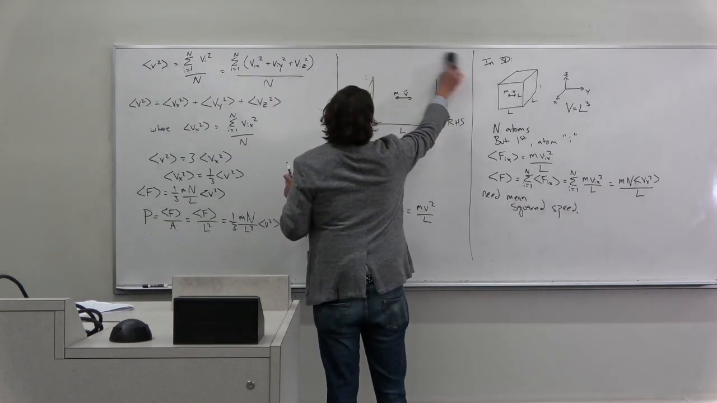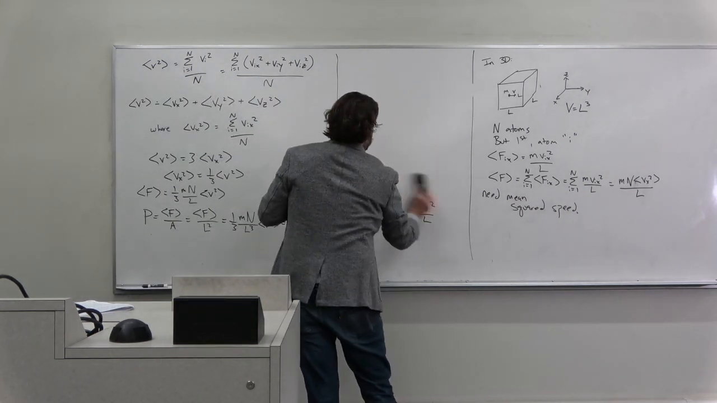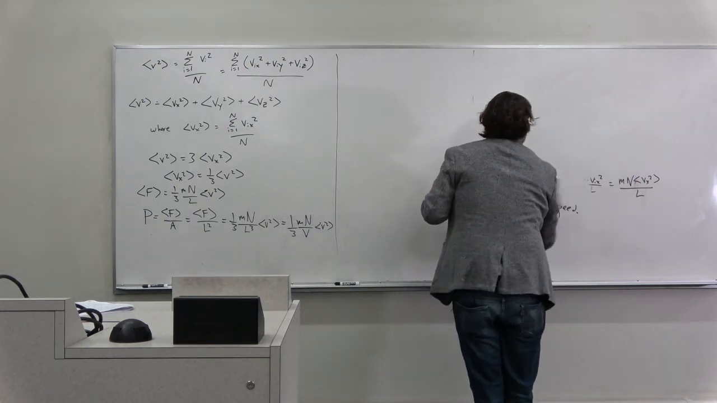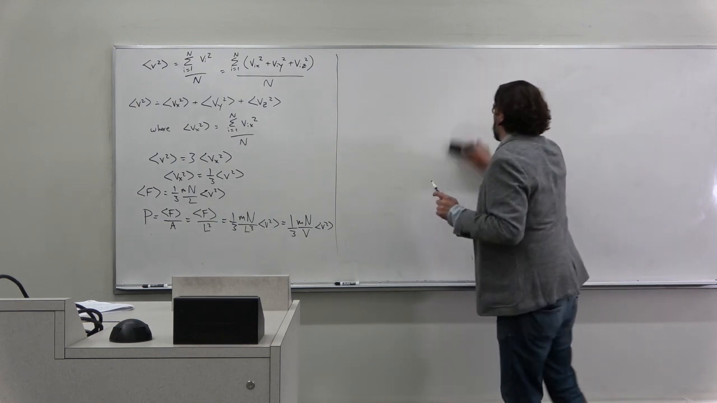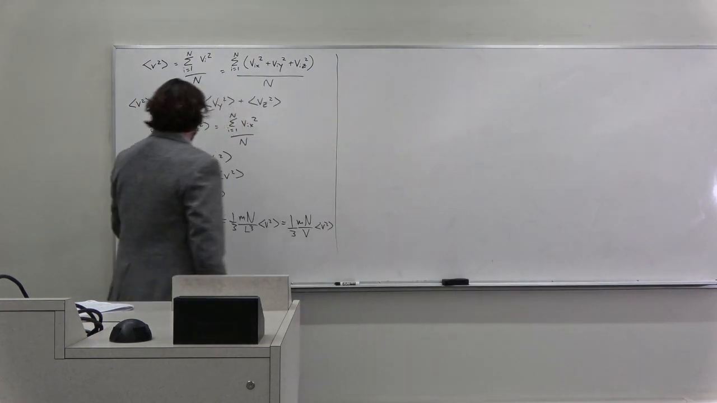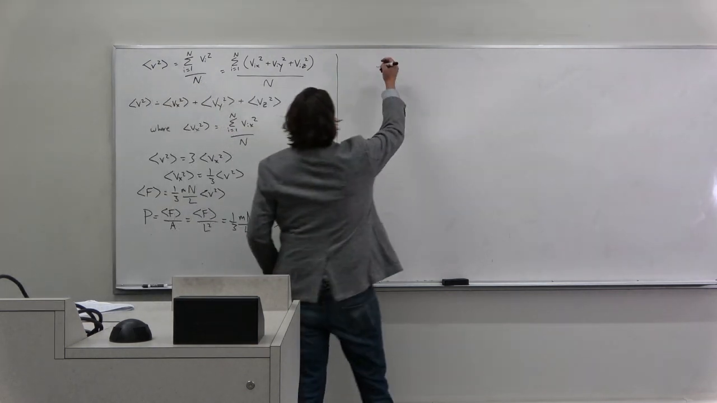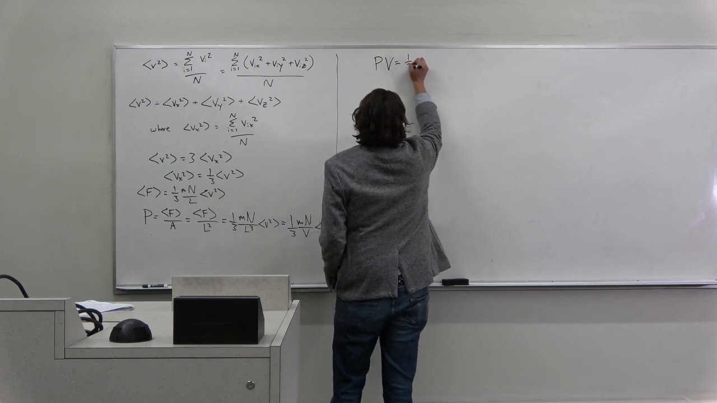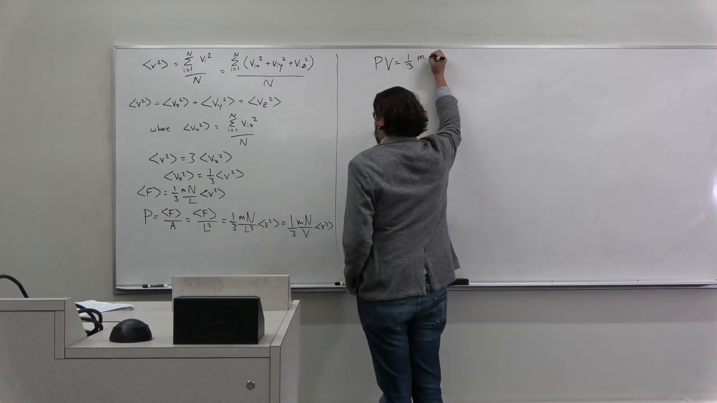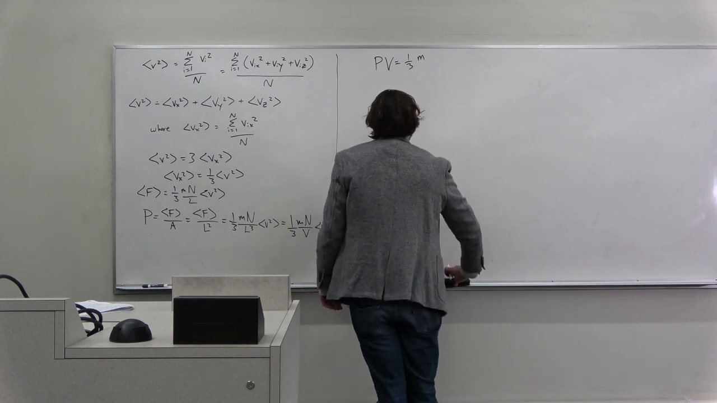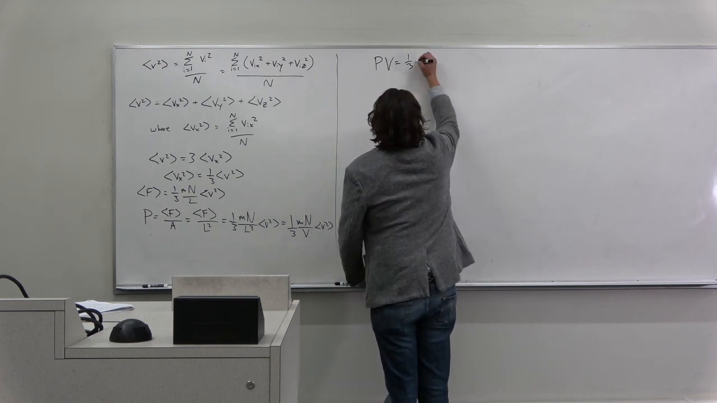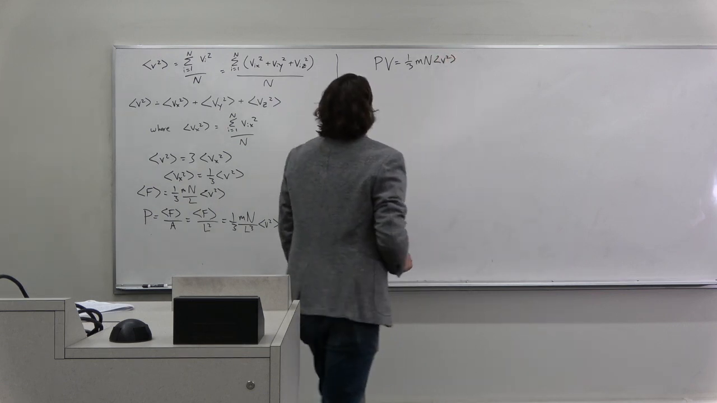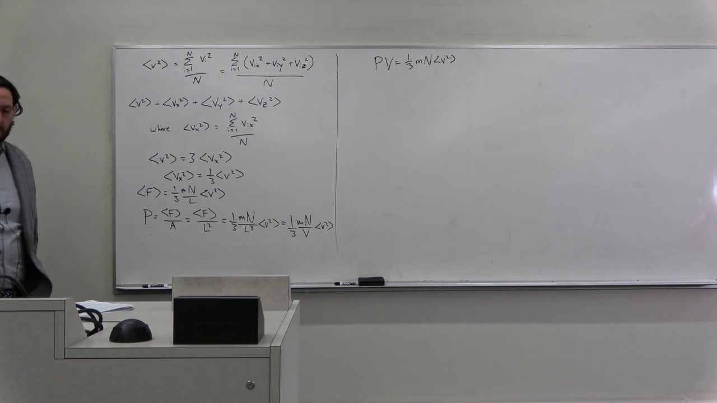Okay, so if we rewrite that to be a little bit more transparent, we're simply going to move my V to the other side. I have PV equals 1/3 m n v squared. Perfect.